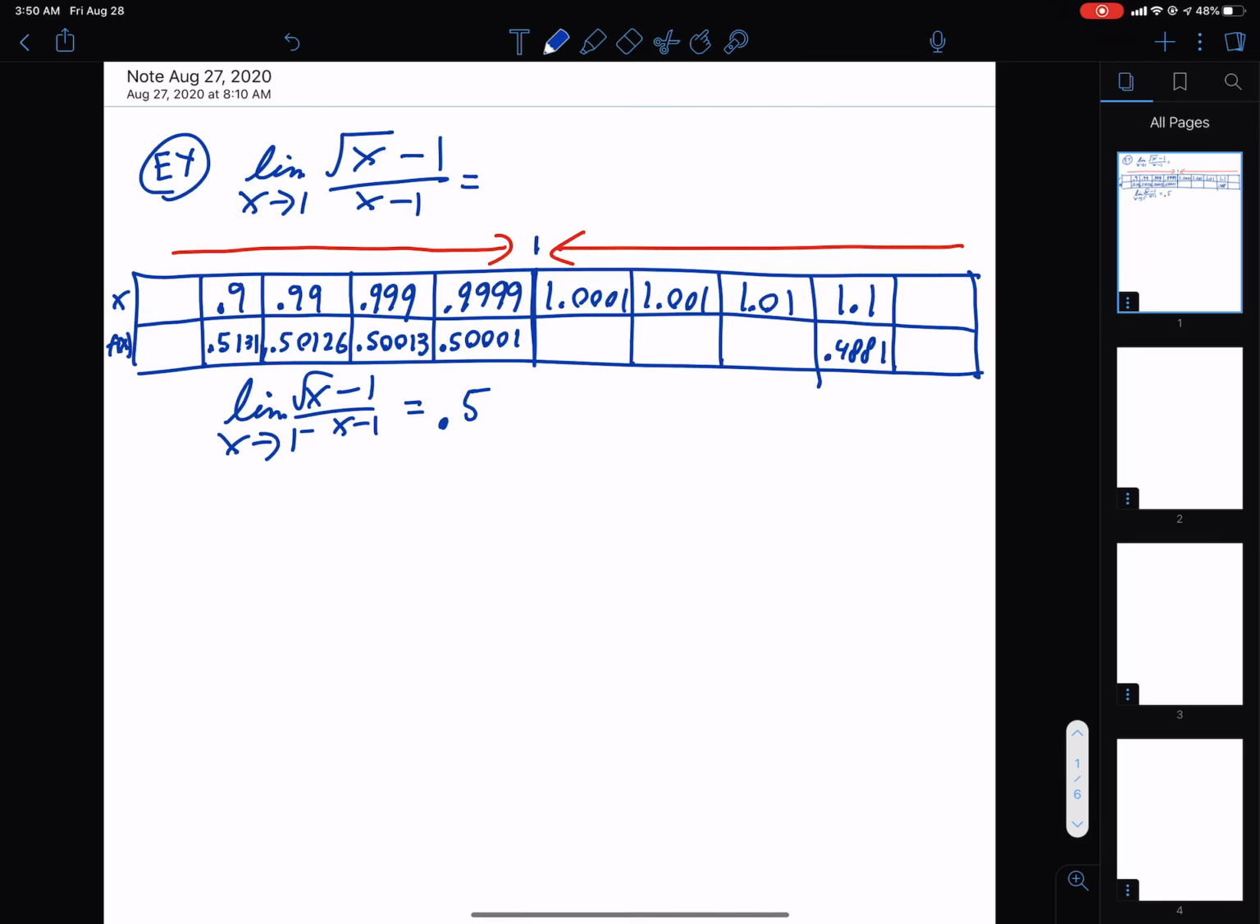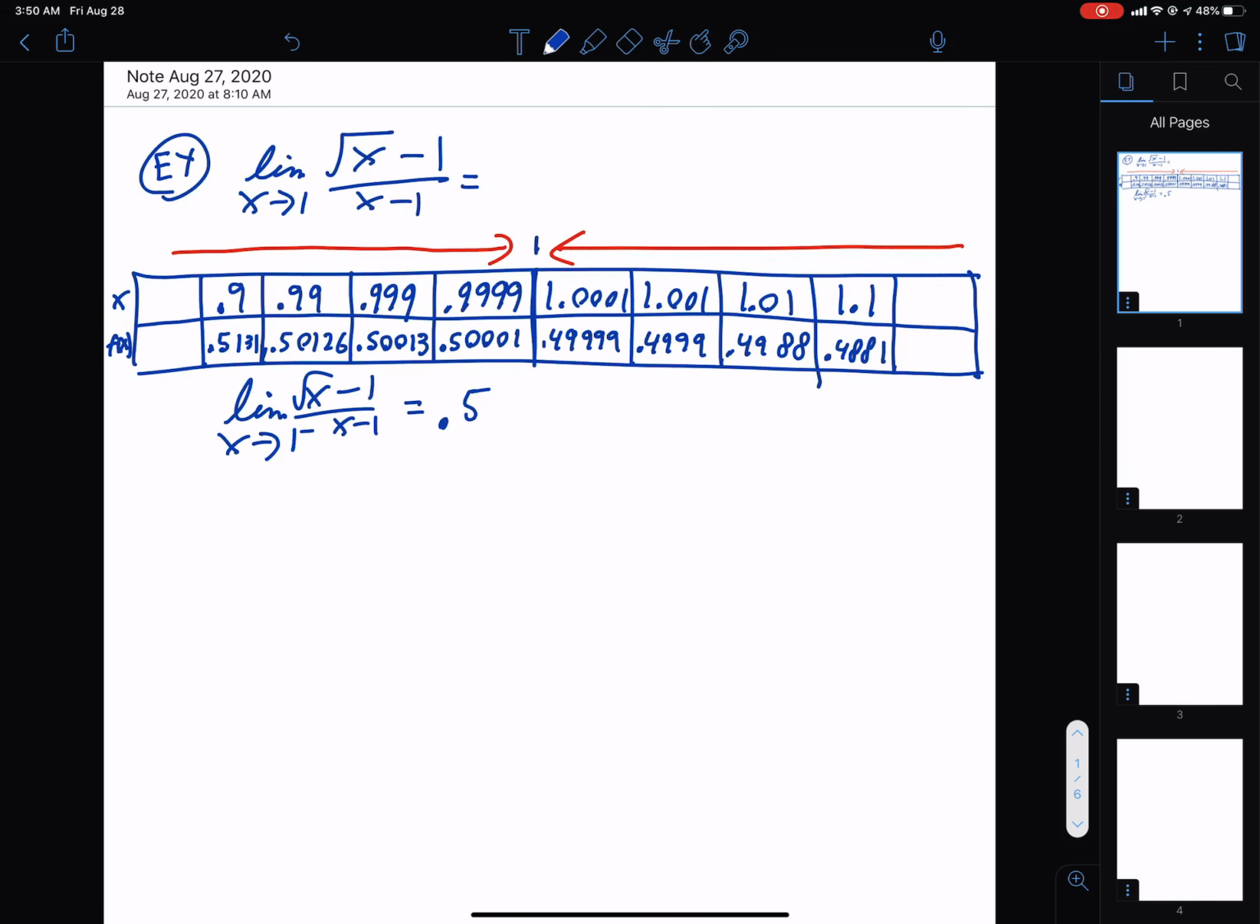0.4881. Plug the next one, you get 0.4988. You plug in the next one, 0.4999, and you plug in the next one, 0.4999.